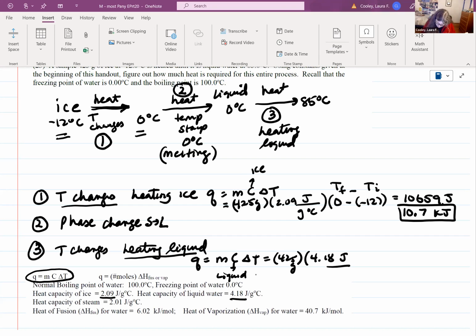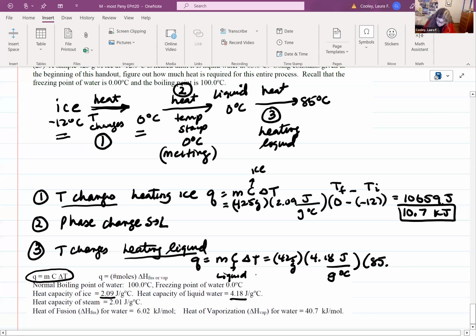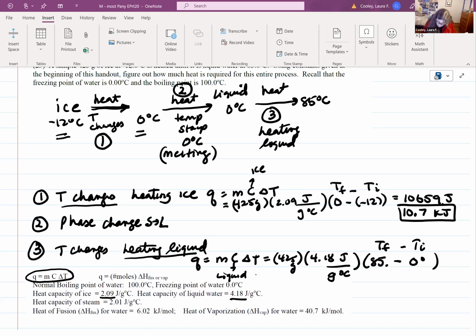I'm waiting for my pen to come back. It's not coming back. So it's 85 final minus initial, which was 0. That comes out to 151,147, or 151. That's joules, this is kilojoules. You could see that the heat capacity is twice as big in the liquid state, so it takes twice as much heat to heat water up the same number of degrees. And it was a lot more degrees, which is why the 151 is a whole lot bigger than the 10.7. But we also have to worry about the phase change.